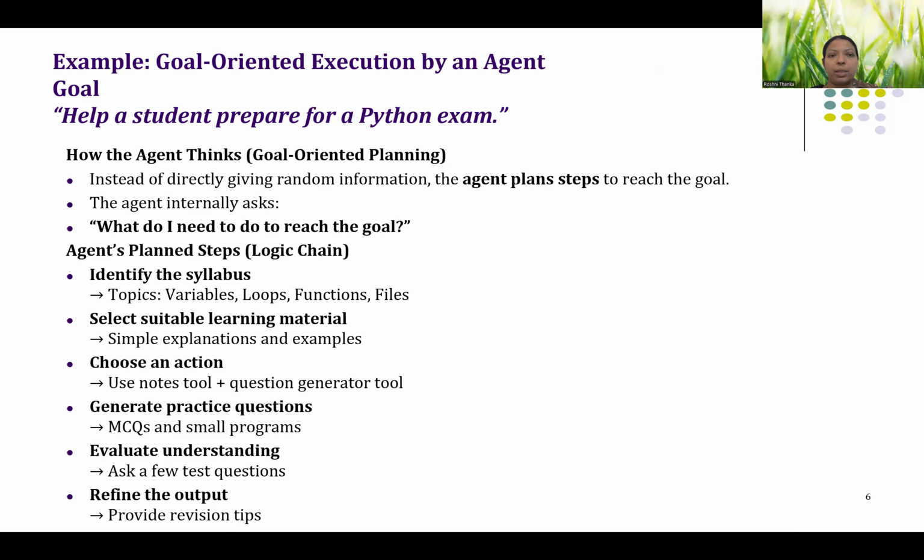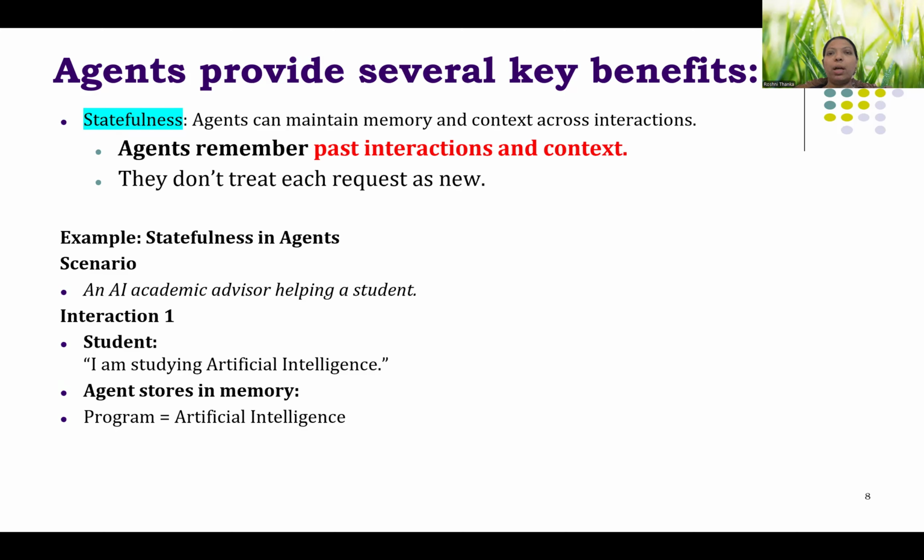The next one is statefulness. Since the agent has memory, and also takes care of the context and the previous interactions, it can respond properly. The agent remembers the past interactions and the context, so the answer given to the user will also be very apt. Say for example, here is an interaction. An academic advisor is helping a student. That's what the scenario is.